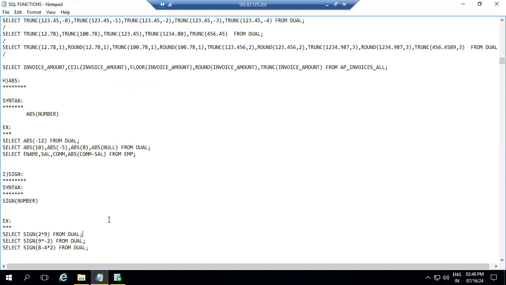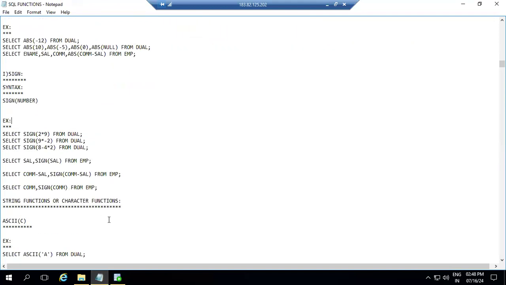Got it. So next we have the function sign. Sign: if n is positive, it gives 1. If n is negative, it gives -1. If n is 0, it gives 0. That means it returns the sign of the specified number. If the number is positive, it gives the output 1. If your number is negative, it gives -1. If the number is 0, it returns 0. That is the functionality of sign.